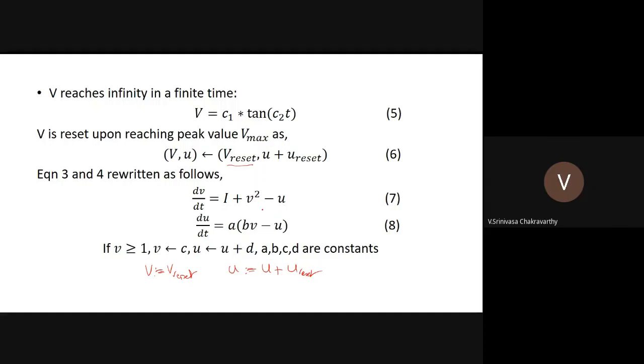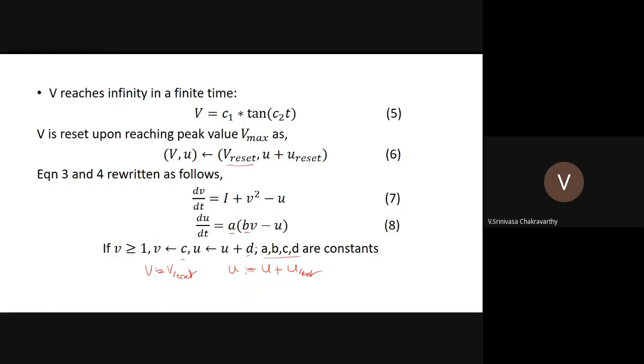And here the resetting voltage is 1. So if v is greater than 1, v is reset to c, and u is reset to u plus d. There you can see that there are totally 4 parameters, A, B, C, and D. And already here the voltage at which it is reset is being taken as 1. So there are totally 4 constants, or 4 parameters.